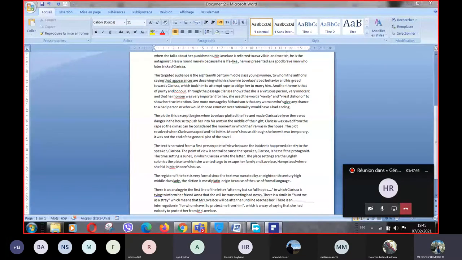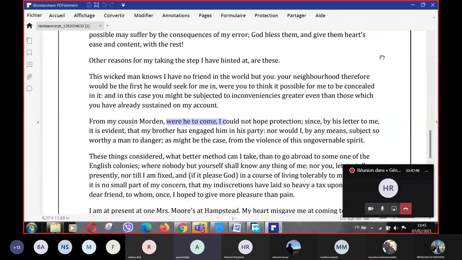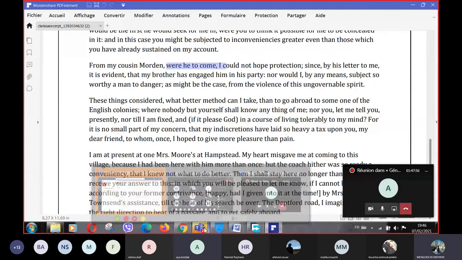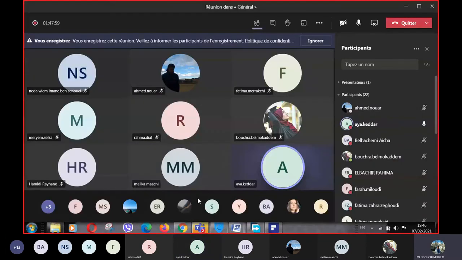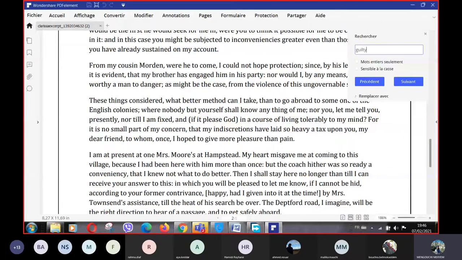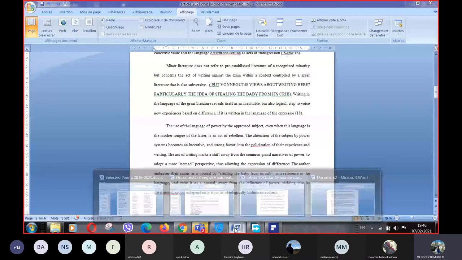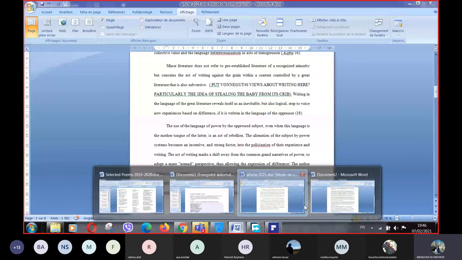Miss? Yes? My guilty impatience. Isn't it a personification? Okay, let's have a look at it in the text. Guilty. My guilty impatience. Yes, it's a personification. And what do you think she means here? Oops, sorry, this is not the right document. Yes, what does she mean?